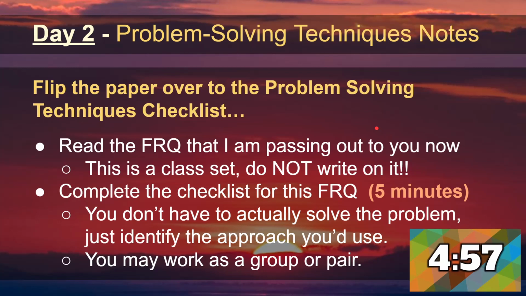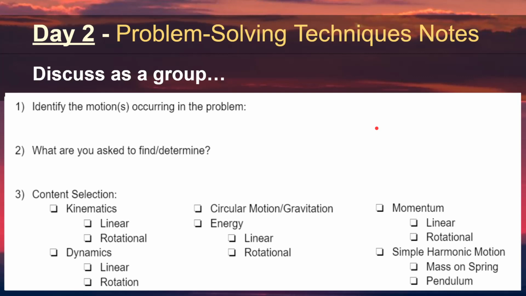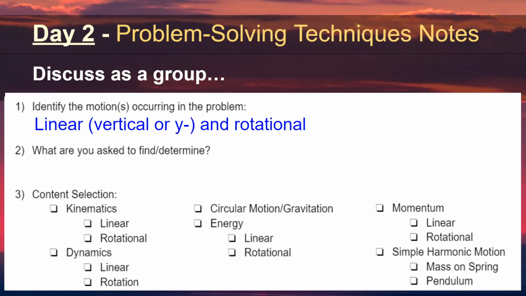All right, so again, when you filled this out, identify the motion or motions occurring in the problem. Hopefully you realize that you were looking at linear and rotational motion, specifically vertical and rotational motion. What were you asked to find or determine? Angular velocity and rotational kinetic energy. Again, I'm not looking at the sheet. This is just filled in from last year. But if you read the question, those are the things you're looking at.